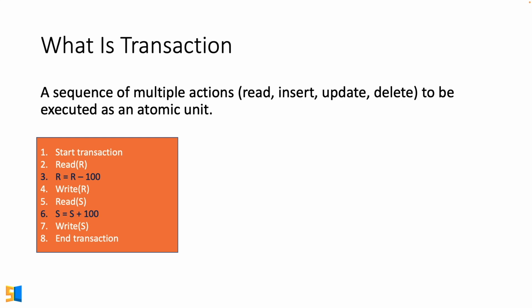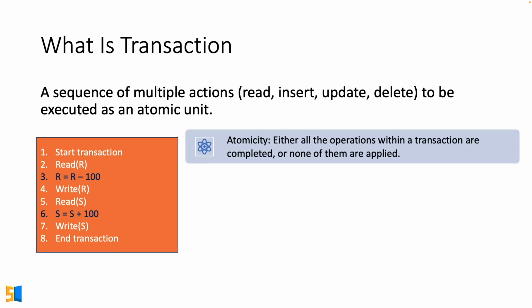Transactions are designed to follow the ACID property, which stands for atomicity. A transaction is atomic, meaning it is treated as a single indivisible unit of work. Either all the operations within a transaction are successfully completed, or none of them are applied. If any part of the transaction fails, the entire transaction is rolled back, and the database is left unchanged. For example, if one of the operations on the left fails, then all operations will be aborted.